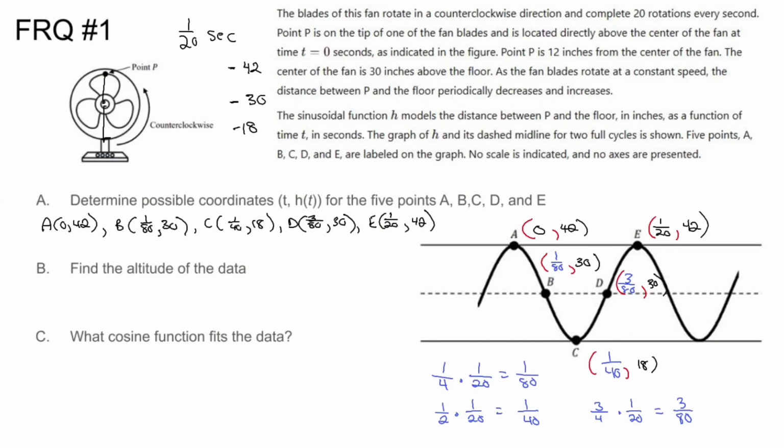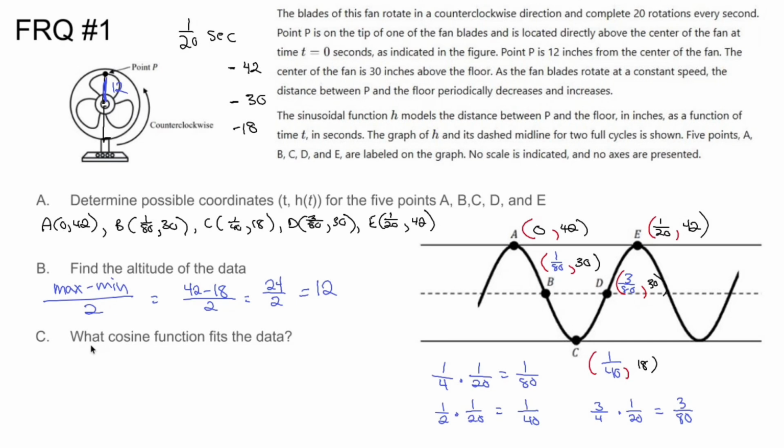So, problem A, donezo. Problem B, find the altitude of the data. This is much friendlier. The altitude is literally half the distance of the total height. And you calculate that by doing maximum minus the minimum, all divided by 2. So the maximum height was 42, minus the minimum height, which is 18, all divided by 2. 42 minus 18 is 24, and 24 over 2 is 12, which makes sense because we were told that the distance between the center and the tip of the blade is 12 inches.